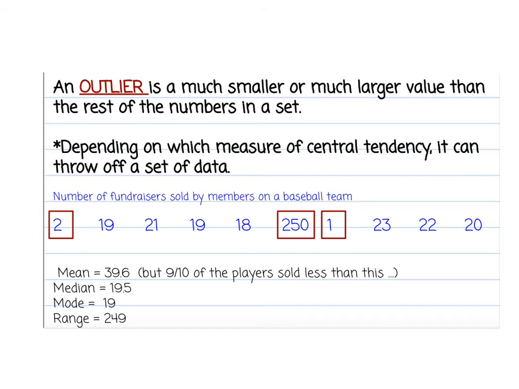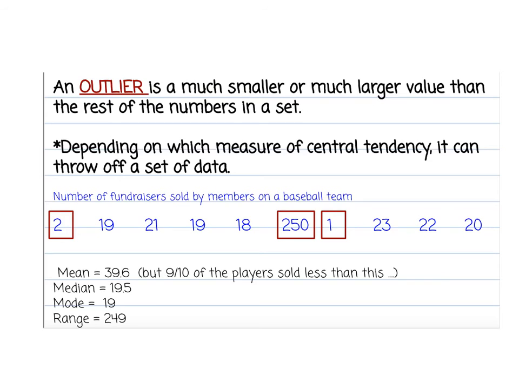Something to note when you are looking at mean, median, mode, range is that sometimes you have something that's called an outlier. An outlier is a much smaller or larger number than the rest of the set of data. So it kind of doesn't really fit. So depending on which measure of central tendency you're trying to find, it can really throw off your data set.